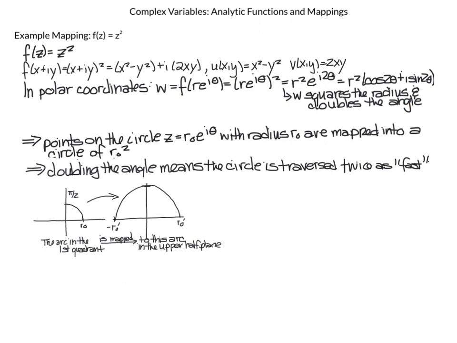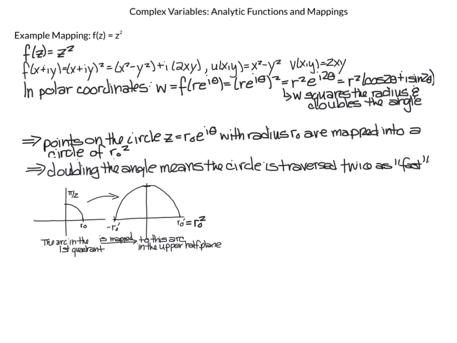So squaring the radius means points on the circle z equals r naught e to the i theta, with radius r naught, are now mapped onto a circle of radius r naught squared. The doubling of the angle now means that the circle is traversed twice as fast. So what does that mean? Let's look at just this little arc here. Originally, we have a radius of r naught. And if we consider the arc from theta equals 0 to pi over 2, that's going to map into a circle of radius r naught squared. I should actually have written r naught squared instead of r naught prime, but just know that r naught prime is equal to r naught squared.